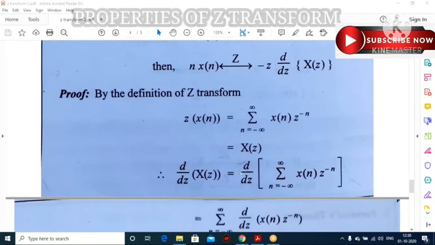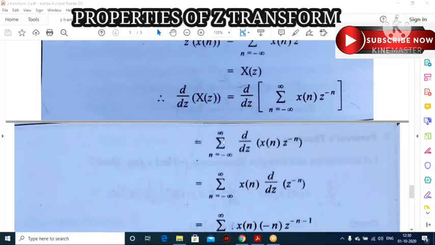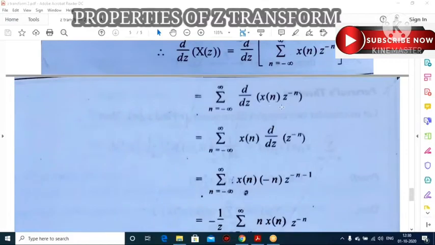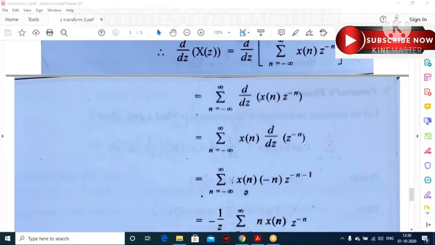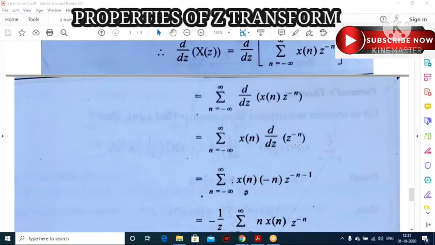Which is equal to d by dz of the summation from n equal to minus infinity to infinity of x of n z power minus n. Now I am going to allow this differentiation inside the summation term. Now the summation from n equal to minus infinity to infinity of d by dz of x of n z power minus n. When I differentiate this term, what will happen? x of n is constant, so I bring it outside because our differentiation is with respect to z only. So d by dz of z power minus n. I combine this term because the differentiation is with respect to z, so this differentiation is acting on the z domain.